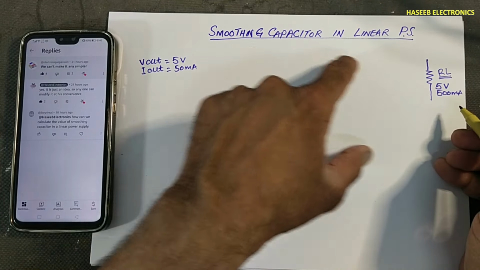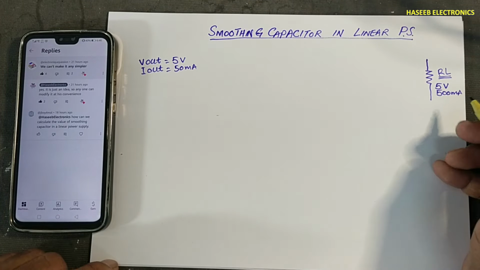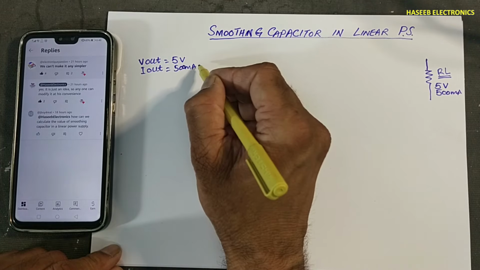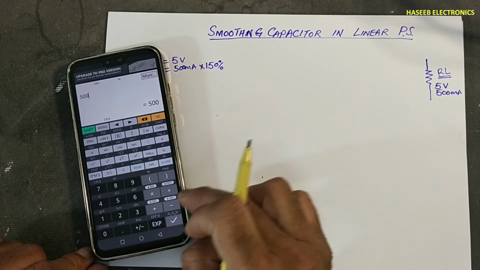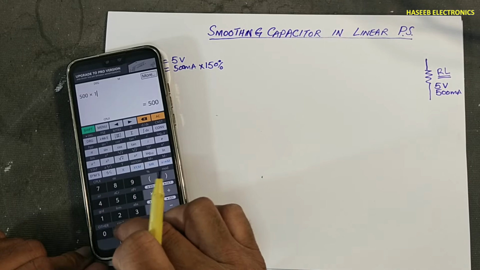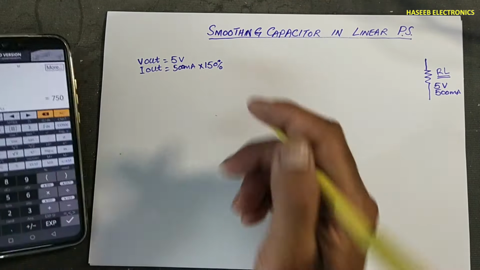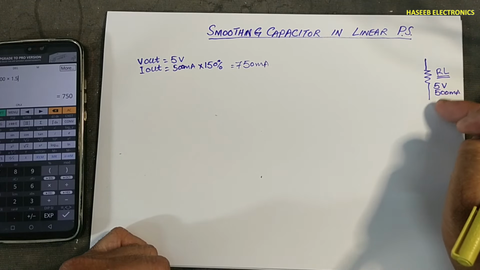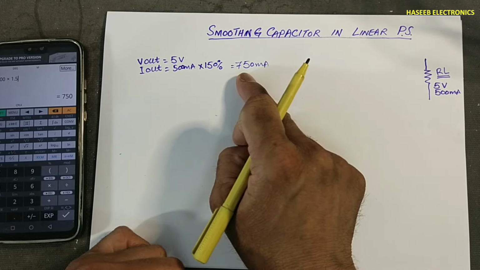But we will not run the system at this current. We need some spare headroom for our circuit for safety. So we will take 150%. 500 multiply with 1.5 to take 150%. So it is 750 milliampere. In case there is something wrong with the load, the maximum current allowed will be 750 milliampere.